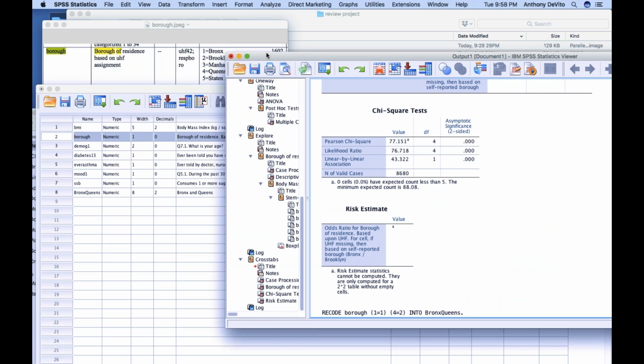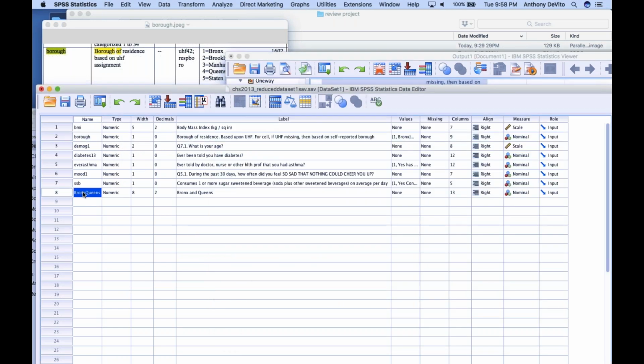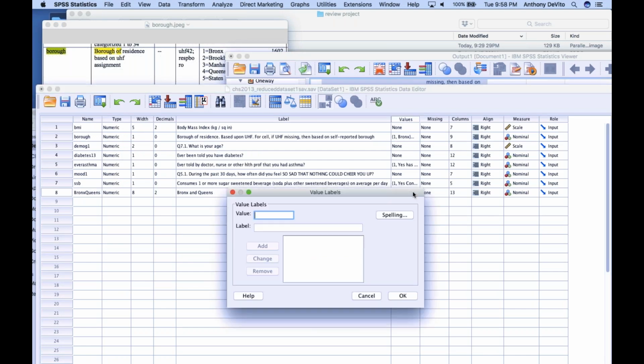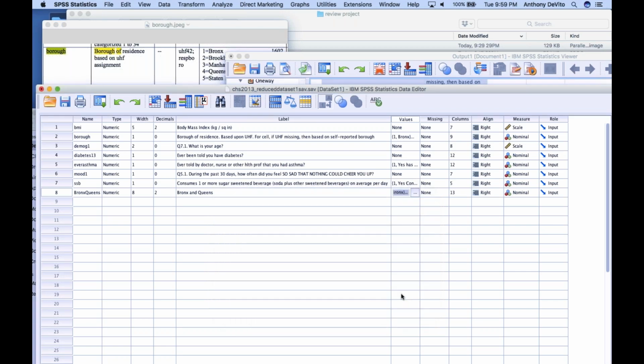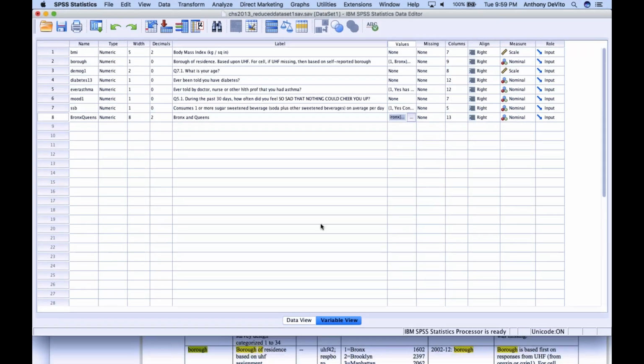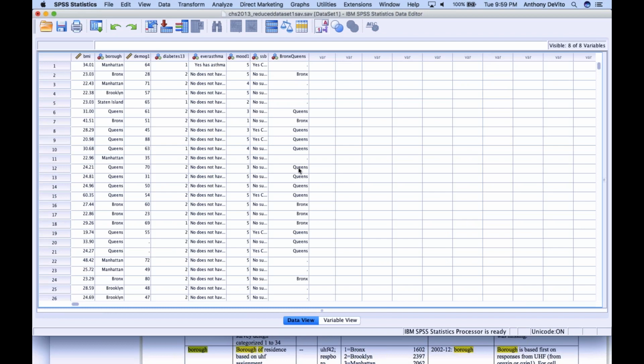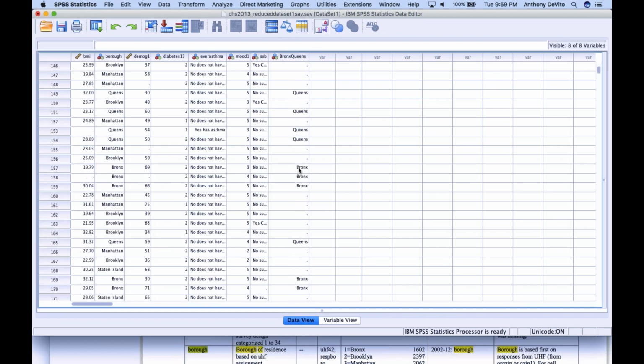So now you're going to see that there is a new variable that's been created, right? That new variable is called Bronx Queens, and its label is Bronx and Queens, but it doesn't have the values coded. I know that I told it 1 now is going to be Bronx, and 2 is going to be Queens. So now we have a whole new variable that only contains the people that said that they lived in the Bronx and in Queens. And if you want to, we can take a look at that in the data view. You can see only Bronx and Queens is represented here. All the other boroughs were excluded. That was the only part that was copied over.